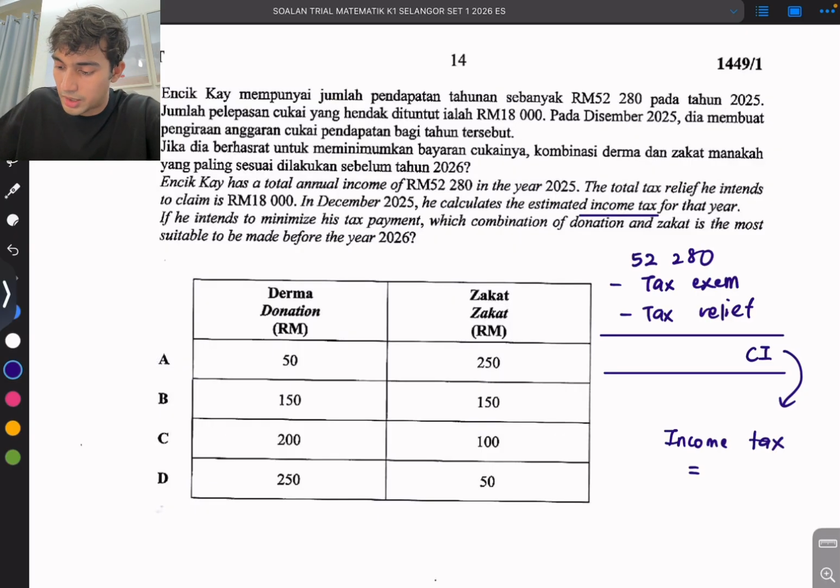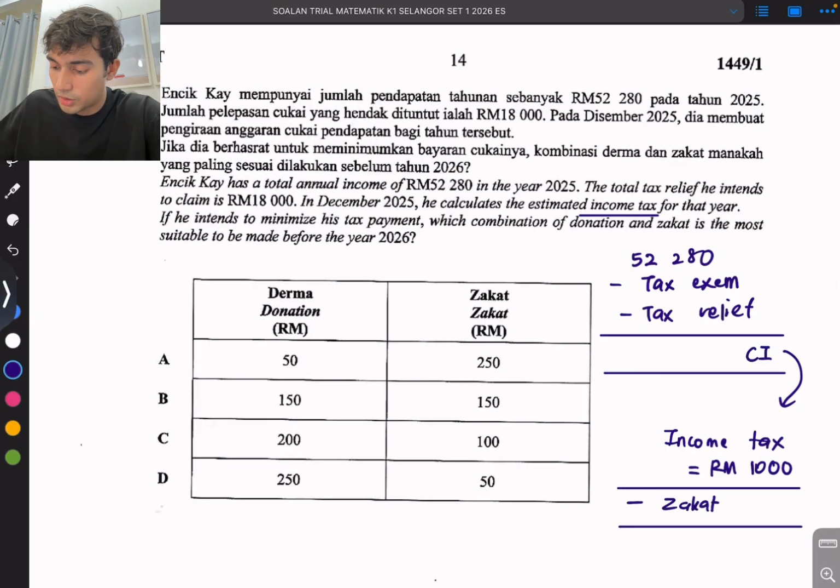Okay, so let's say his income tax is 1,000. If you pay zakat, you can minus off the zakat from your income tax balance. Let's say you pay zakat of 200 ringgit. So for your income tax, you only need to pay 800 ringgit. Zakat is minused off at last.